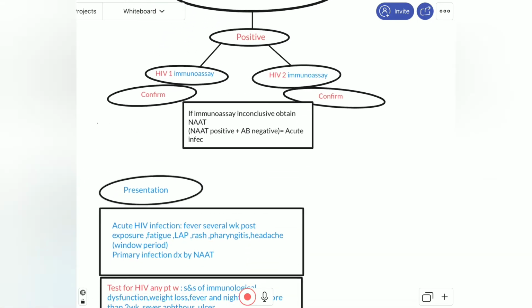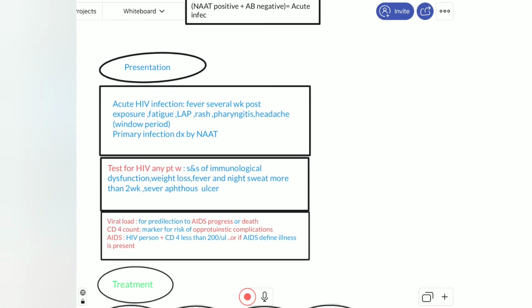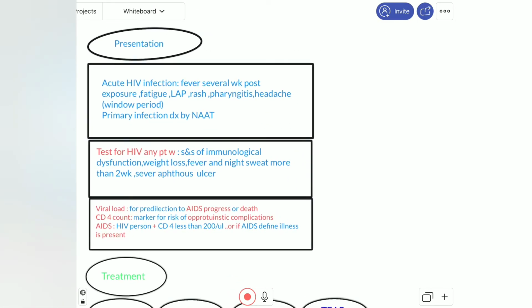What about the presentation? A patient with acute HIV presents with fever several weeks post-exposure, fatigue, lymphadenopathy, rash, pharyngitis, headache. This is the window period. Primary infection is diagnosed by nucleic acid amplification test, NAT.